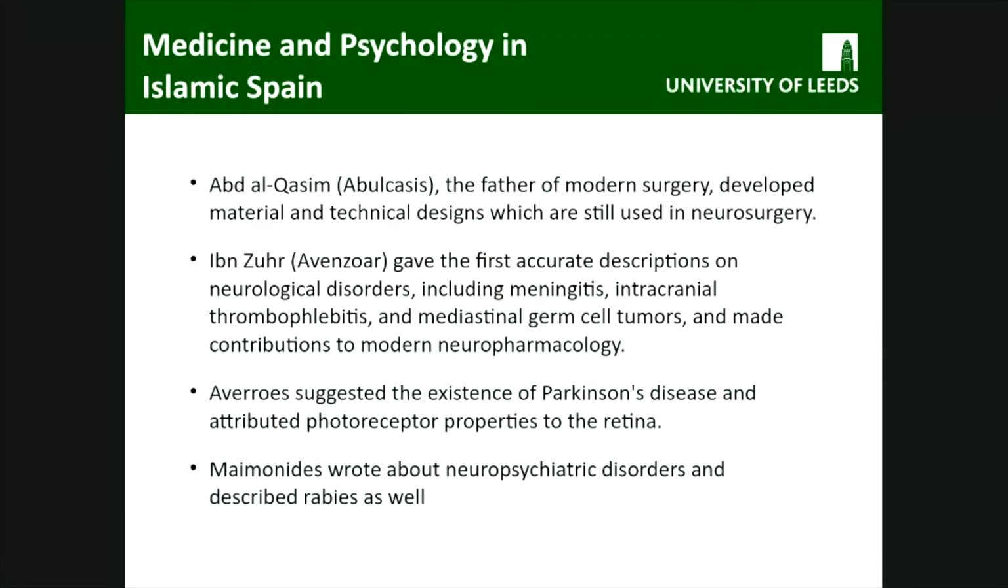So Avenzoar also gave the first accurate descriptions of neurological disorders. I mean, this was pioneering stuff. In order to understand how the brain works, the brain is a very complex organ. So Ibn Zuhr did a great deal of work describing diseases such as meningitis, intracranial thrombophlebitis, and medulloblastoma germ cell tumors, and also contributed towards modern neuropharmacology. So this was revolutionary stuff.